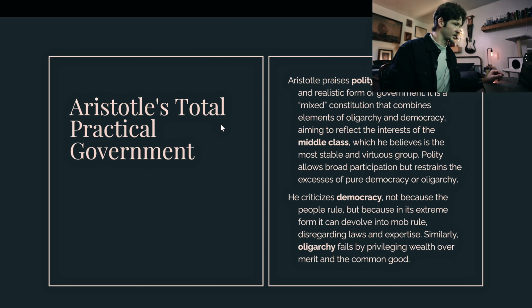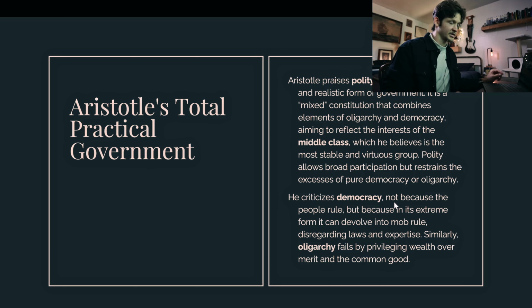So, Aristotle's most practical government. Aristotle praises polity as the most stable and realistic form of government. It is a mixed constitution that combines elements of oligarchy and democracy, aiming to reflect the interests of the middle class, which he believes is the most stable and virtuous group. Polity allows broad participation but restrains the excesses of pure democracy or oligarchy.